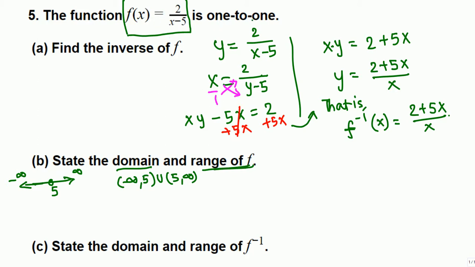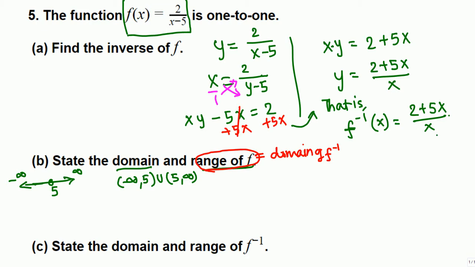Since this function is 1 to 1, the range of f will be the domain of the inverse. So the range of f will be the domain of f inverse. So we find the domain of this function, and the domain of this function will be the range of f.